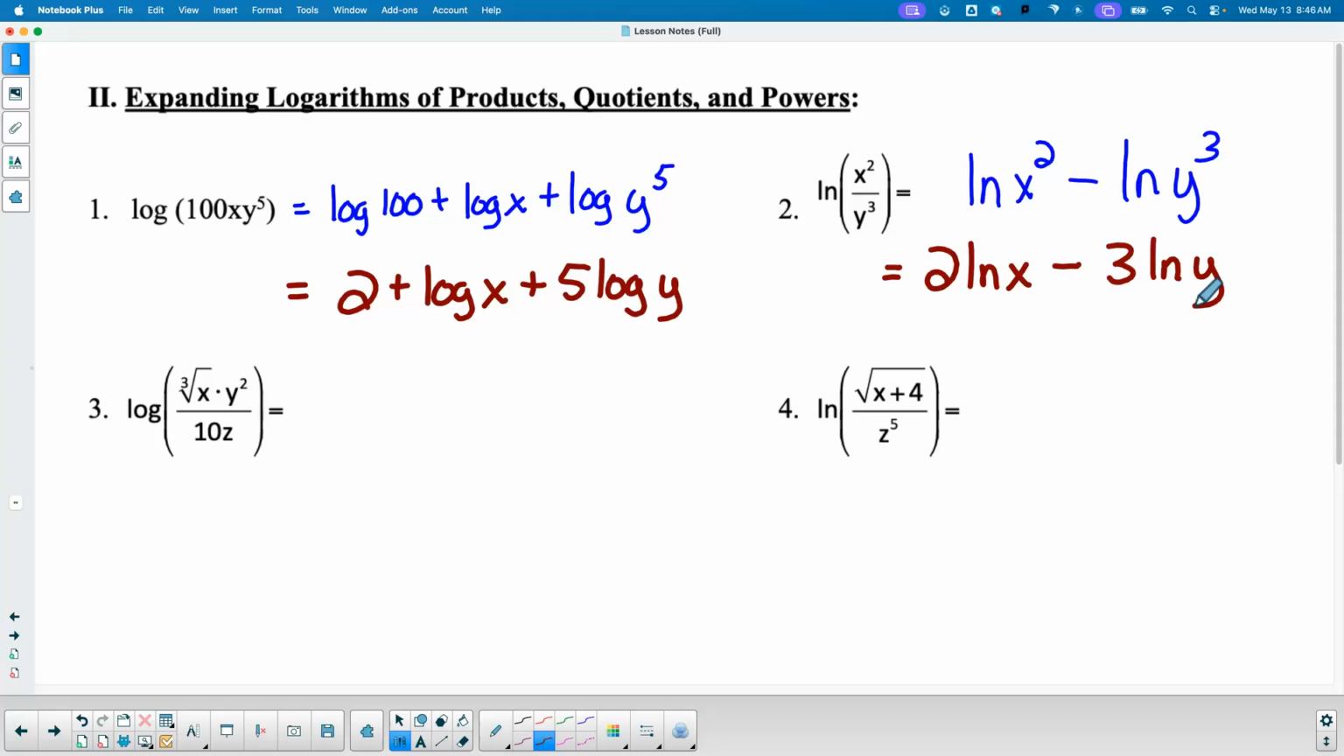You try the other 2. Should get here: 1/3 log of x plus 2 log of y minus 1 minus log of z. Questions, comments, concerns, clarification?